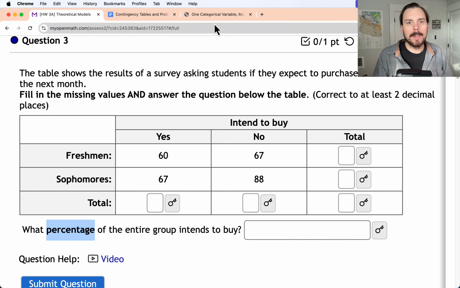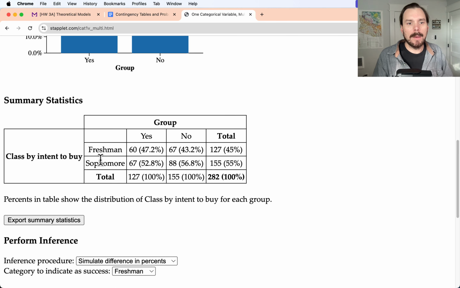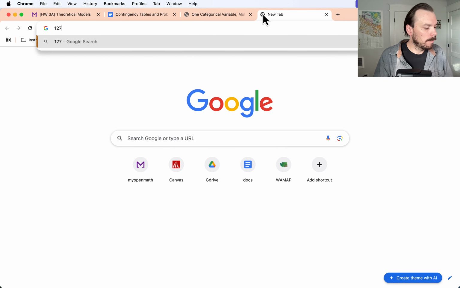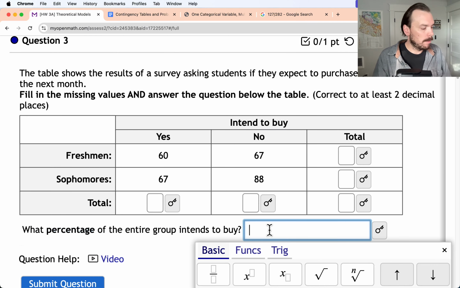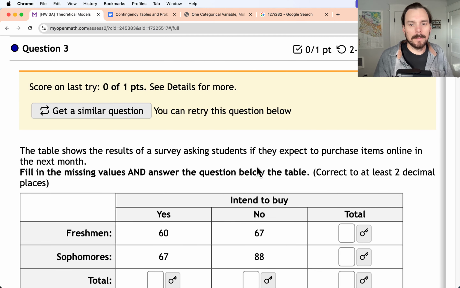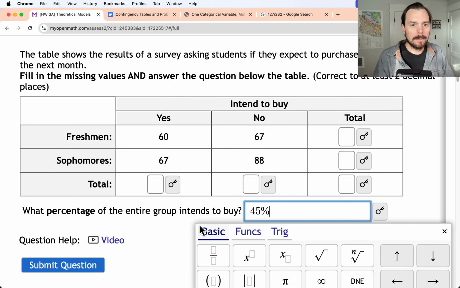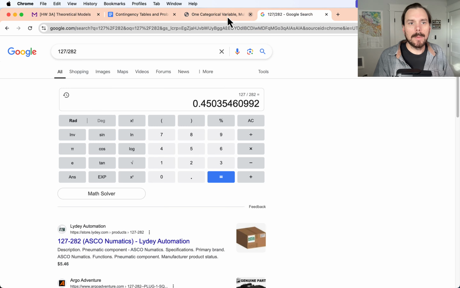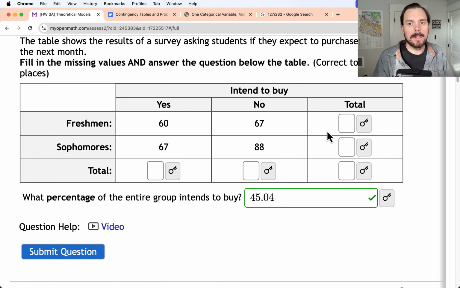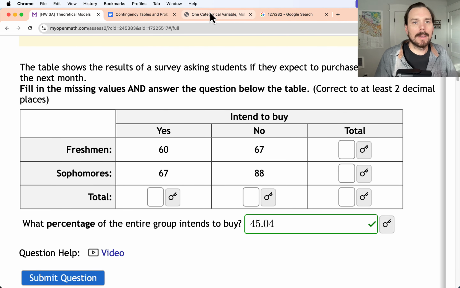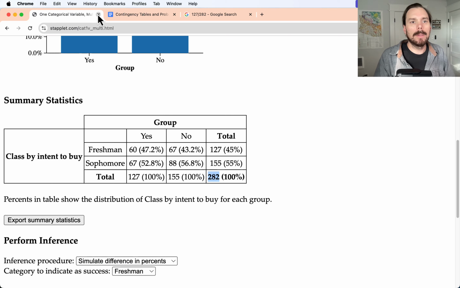This is what percent of the group intends to buy, and we can look at that result here by looking at the total of yeses divided by the grand total. So 127 divided by 282. That would be about 45% for this problem. Oh, it says 2 decimal places. I do tend to miss that. So this would be 45.04. And you can fill in the totals there. But let's reframe this a slightly different way and then look at some probabilities that we can learn.